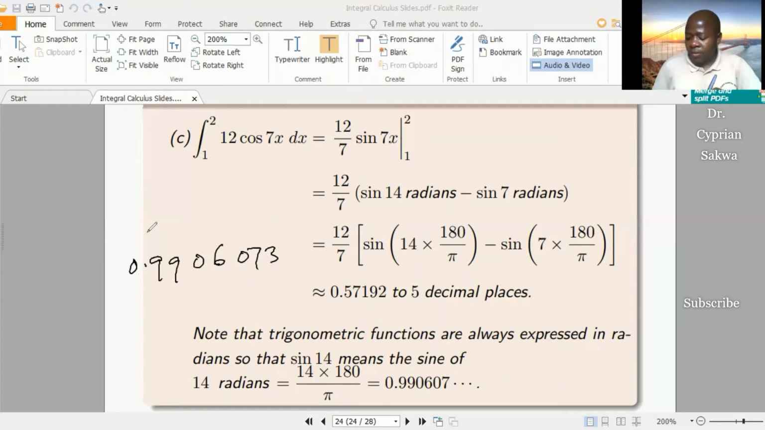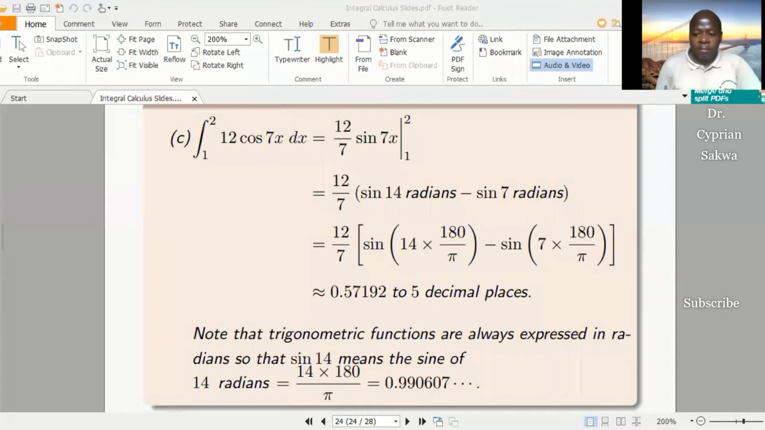What about this other one? This other one is sine of 7 radians, sine of 7 times 180 divided by pi, and that is giving me 0.6589. I'm doing this so that you can confirm on your calculator whether you're getting the same things. So when I subtract these two answers and multiply by 12 out of 7, this is what I get, approximately this. If I were to write it to 5 decimal places, this is what I get.